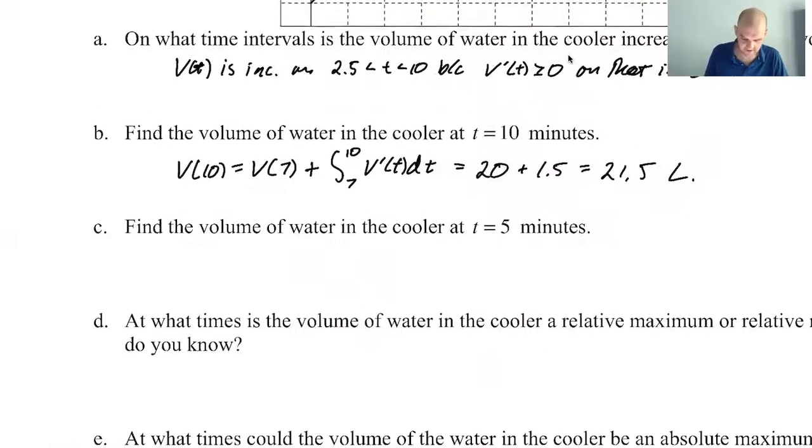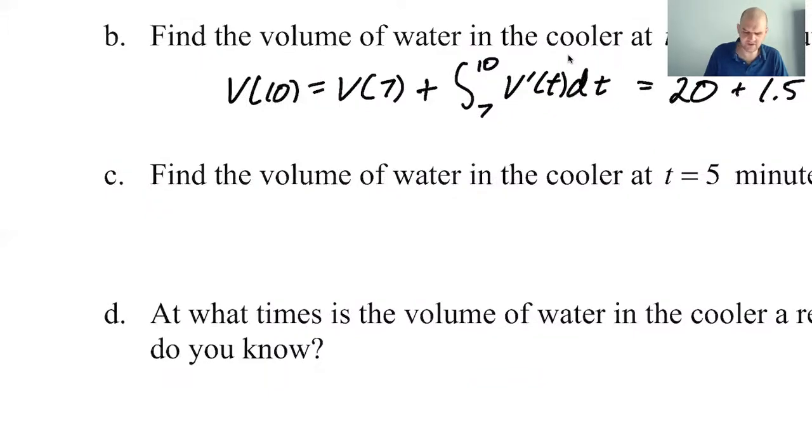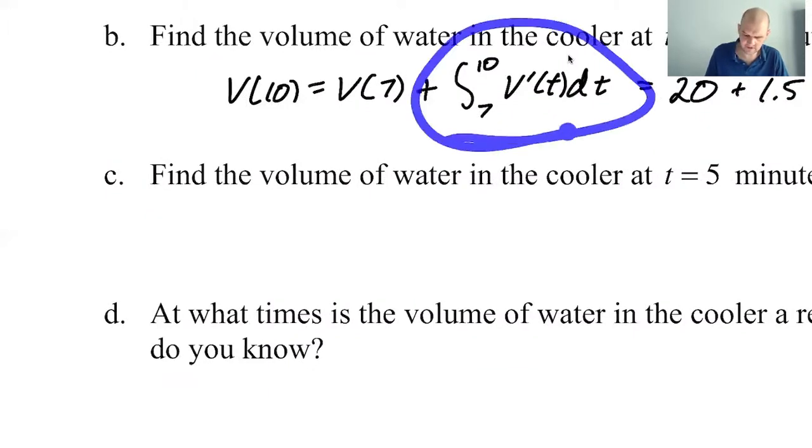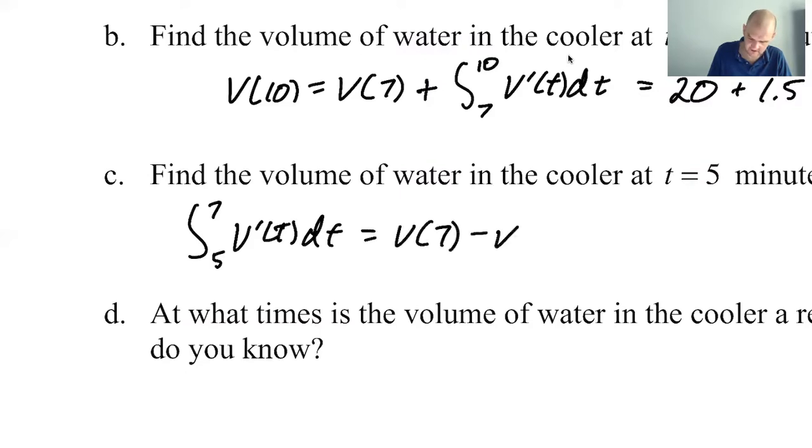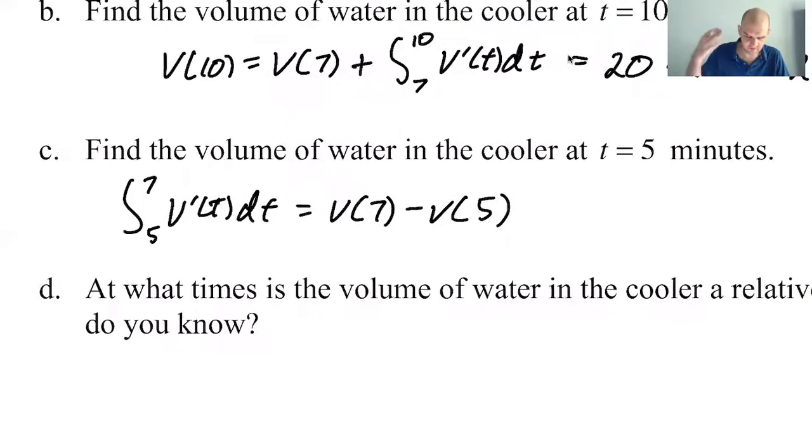What I'm going to do is use this idea of displacement again. So if I do the integral from 5 to 7 of v prime of t dt, that's the displacement of v of t. So that's v of 7 minus v of 5. That's got to be what it is, right? Thinking in terms of displacement.